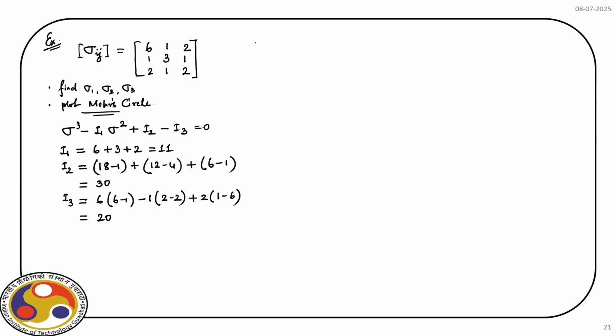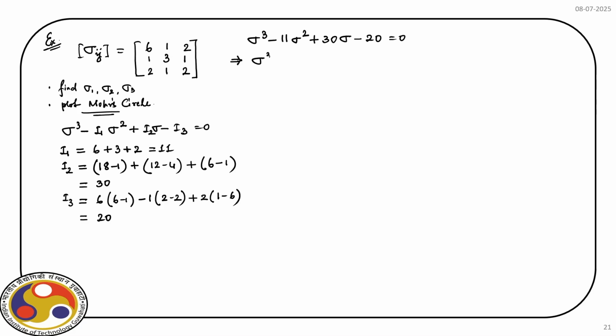So, the characteristic equation we get is sigma cube minus I1, which is 11. So, 11 sigma square plus I2, which is 30 in our case. There will be I2 times sigma, which I missed. So, 30 sigma minus 20 is equal to 0. Now, we can simplify this equation.